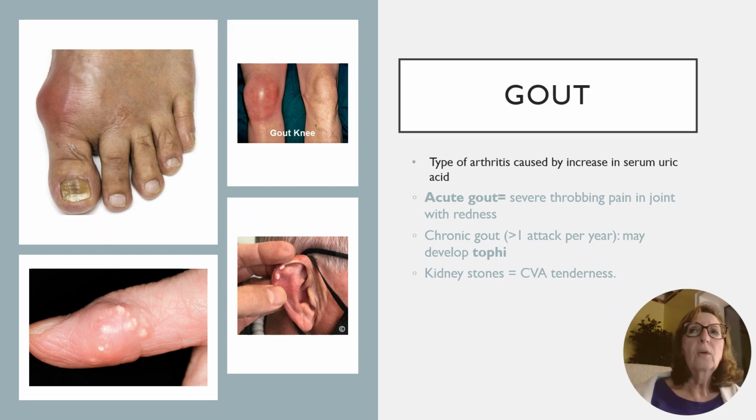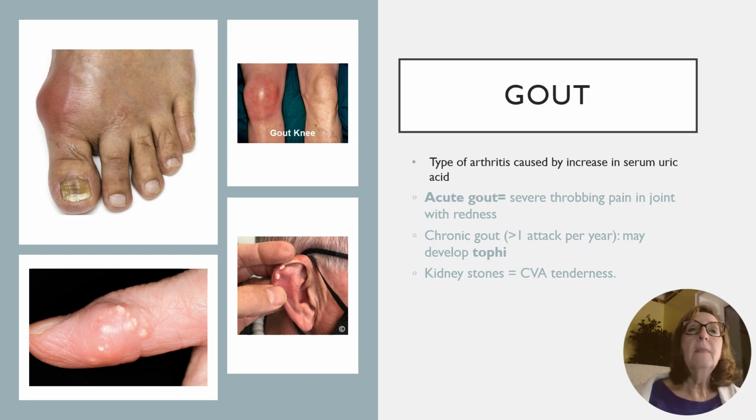So let's talk about gout. It is a type of arthritis. It's caused by an increase in serum uric acid. Acute gout, severe throbbing pain in the joint with redness. So when you look at the top two pictures, you can see gout of the knee. When you look at the foot, that's the joint below the big toe. You can see how that's all red. Usually gets pretty hot, extremely painful.